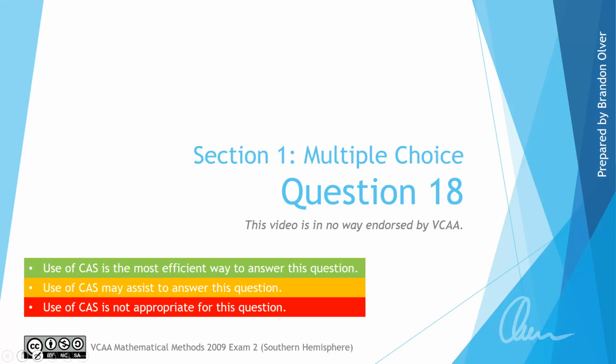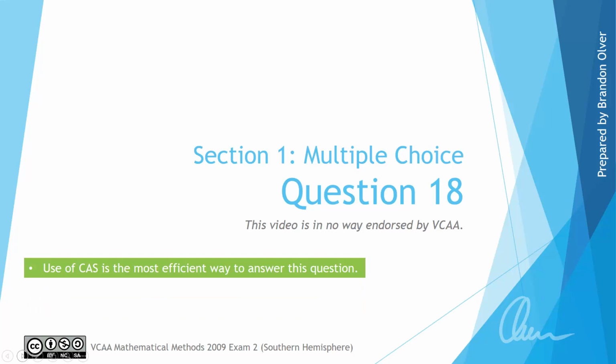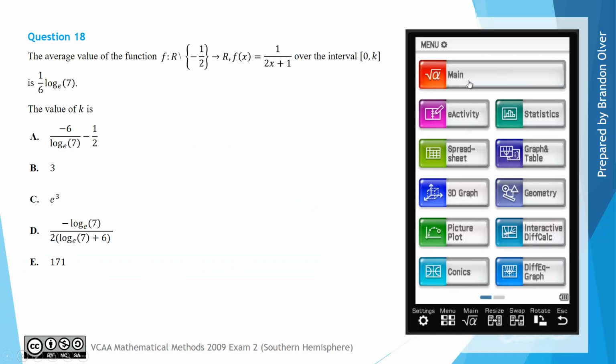Now before we move on, I'd just like to point out that the use of a CAS calculator is an efficient way to approach this question. So for question 18 we have the average value of the function given by f with a domain of all real numbers excluding negative a half, with a rule f of x equals 1 divided by 2x plus 1, over some interval 0 to k, is 1/6 times log e of 7. And we're asked the value of k is one of the following.